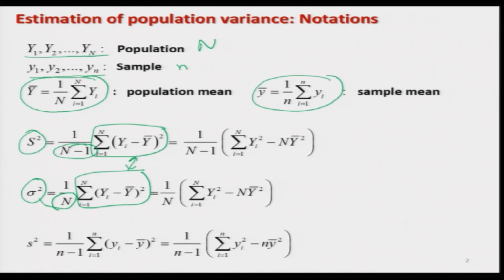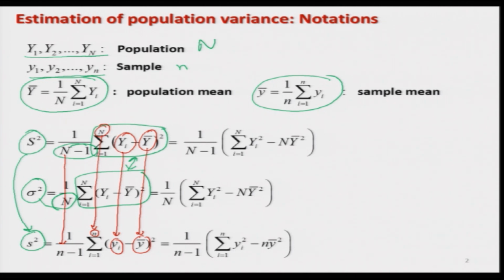After that, we defined one more quantity, small s square. This is a sort of sample version of capital S square. You can see that I have simply replaced the population values by sample values: capital N is replaced by small n, capital Y is replaced by the sample value, and capital Y bar is replaced by the sample mean. So this is our quantity, and we will use this small s square in this lecture.